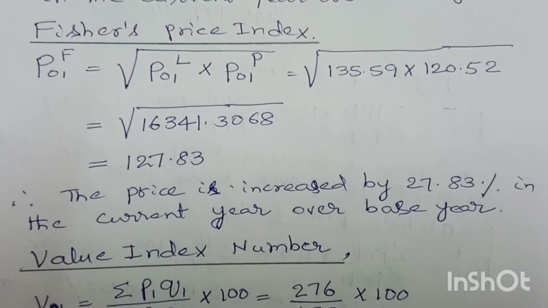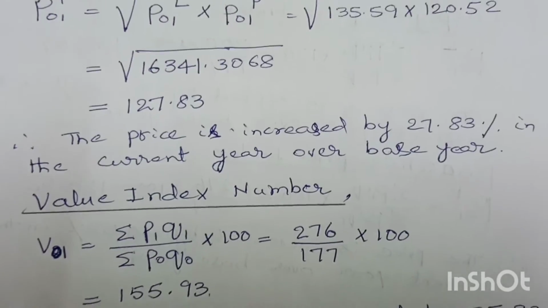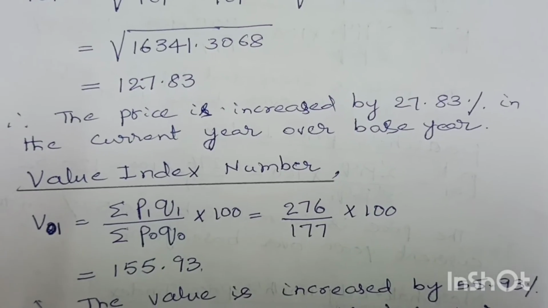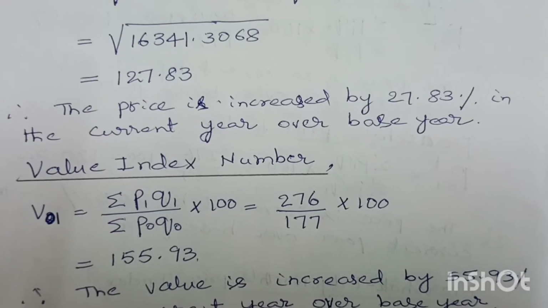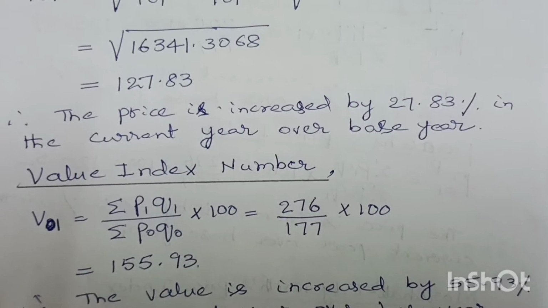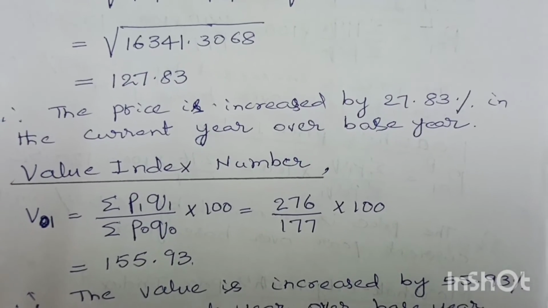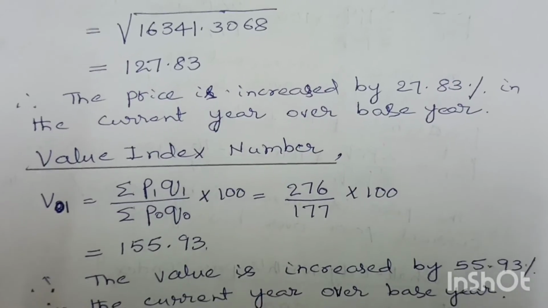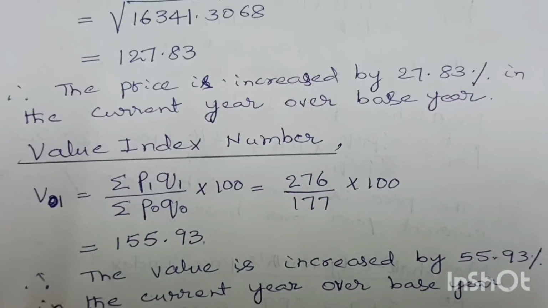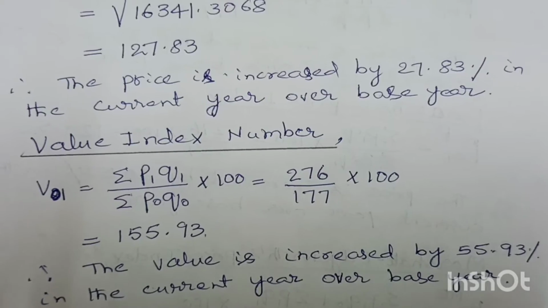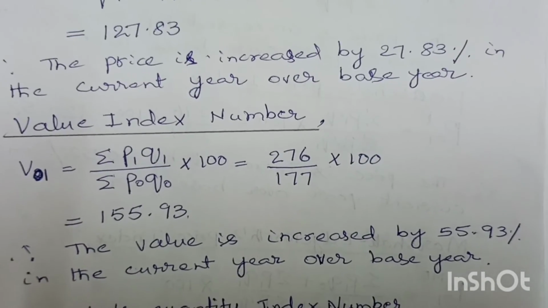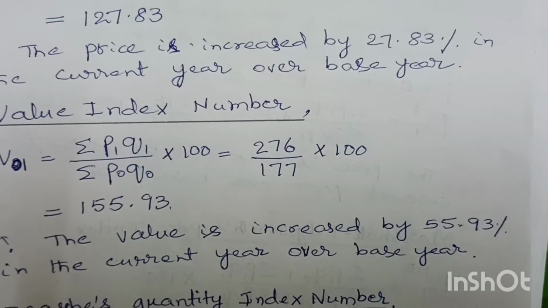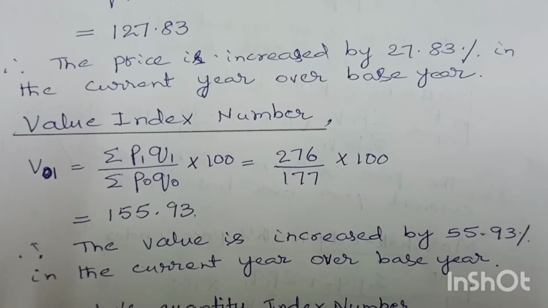Next, let us move to calculate the value index number. V01 is equal to summation P1Q1 divided by summation P0Q0 into 100. That is equal to 276 divided by 177 into 100. So that gives us 155.93. Subtract 100, you will get 55.93. Here you have to write: the value is increased by 55.93% in the current year over base year.